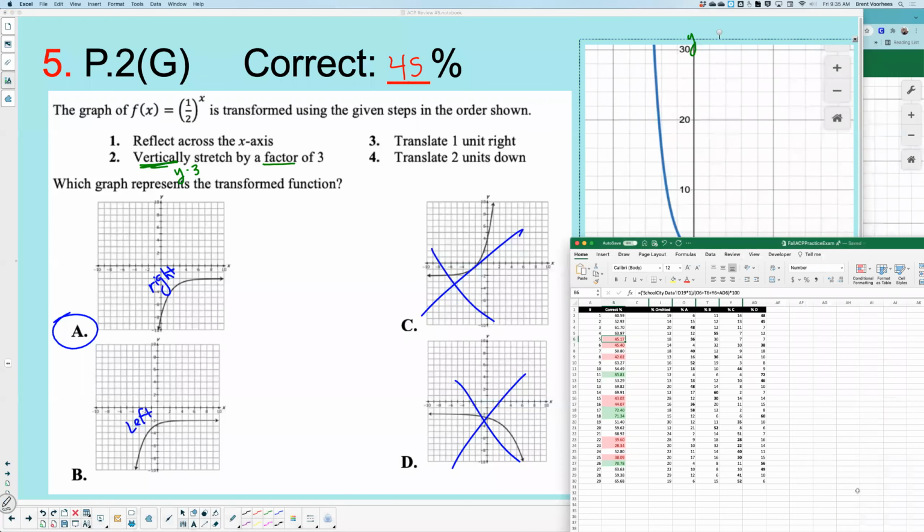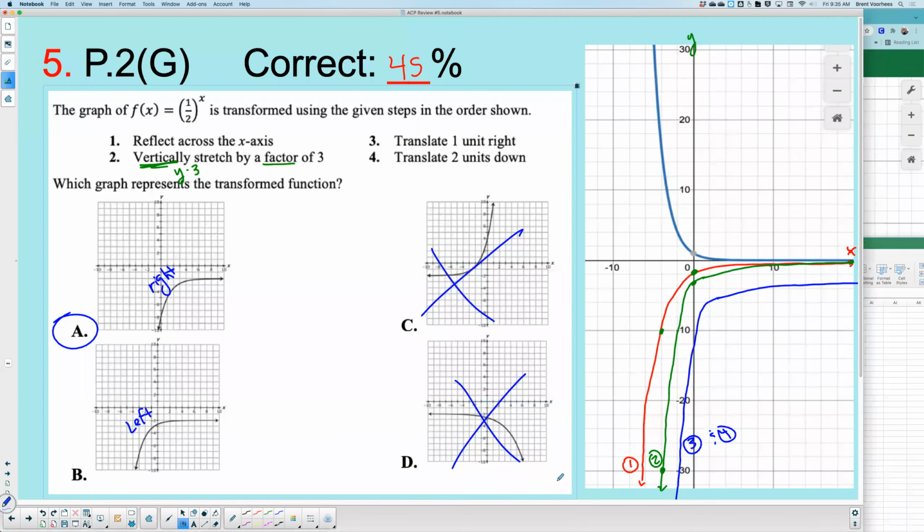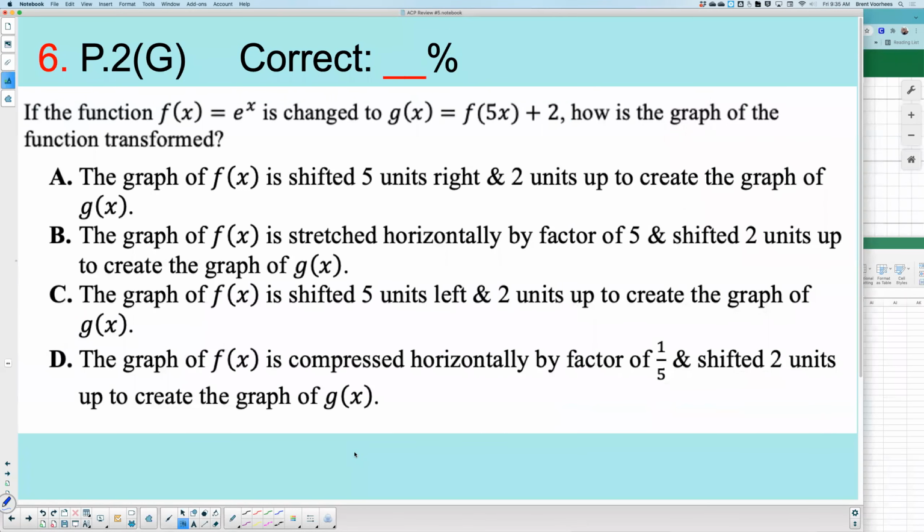Let's check. Number 6 says also 45%. So let's now go to number 6. Transformation problem as well. Whoops, not 40, but 45%. Got this right. Number 6 says if the function f of x equals e to the power of x is changed to g of x equals f of 5x plus 2, how has the graph been transformed?